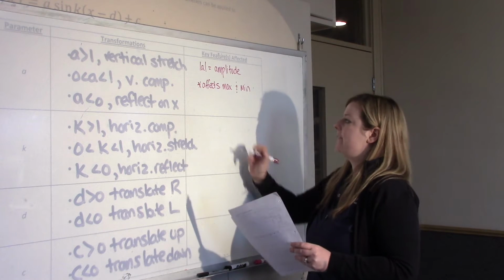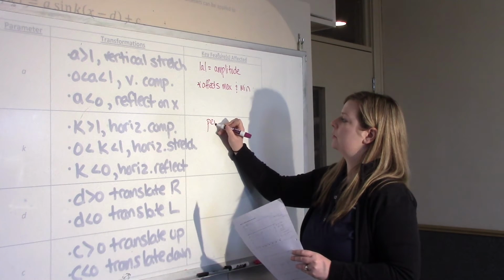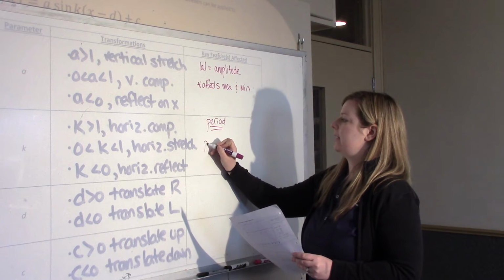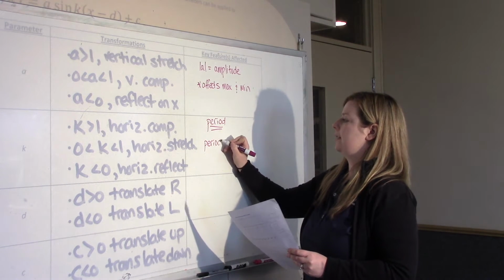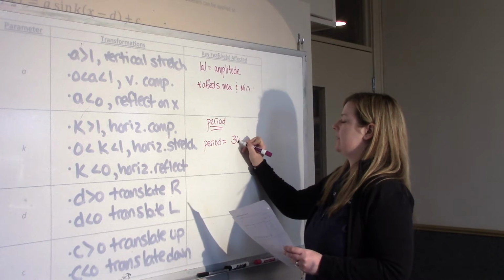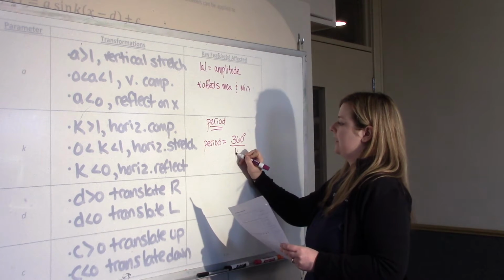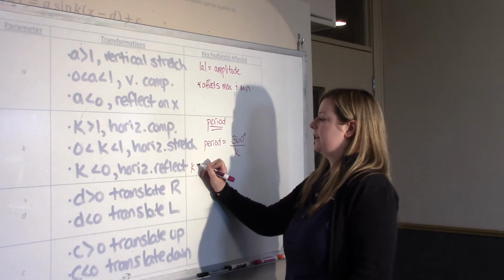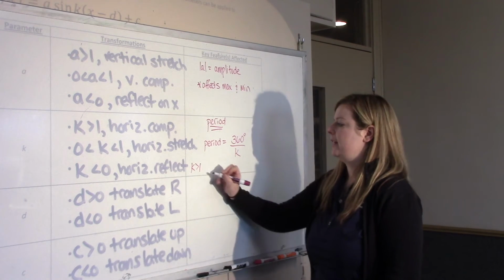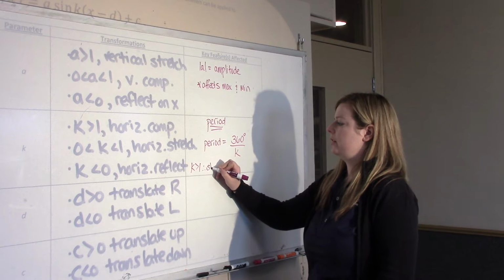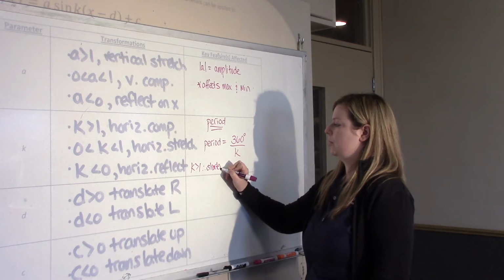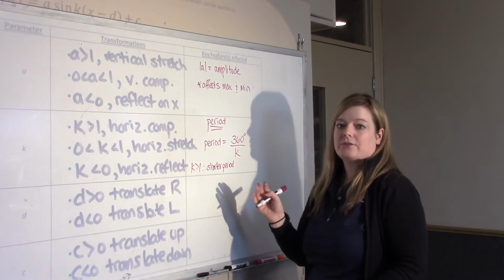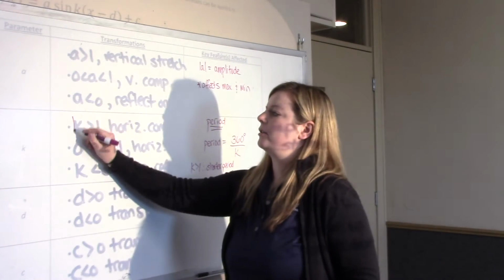Okay, so K affects the period. So in fact, the period is going to be equal to 360 degrees divided by K. All right? So if K is greater than 1, then therefore that's a shorter period, right? Because it's being compressed. K is greater than 1. It's actually the absolute value of K.